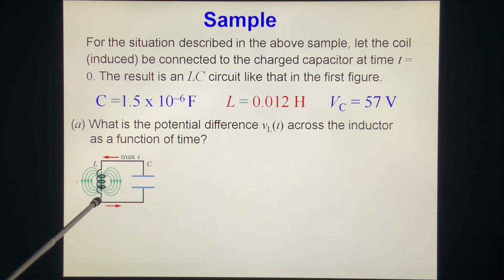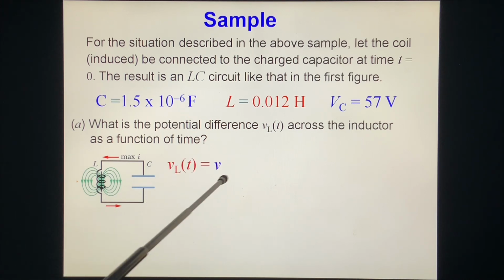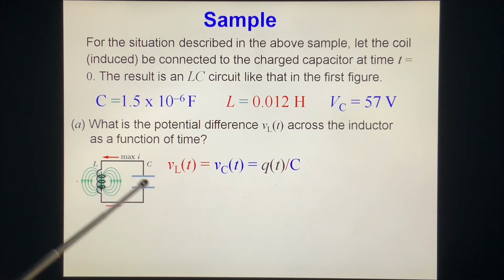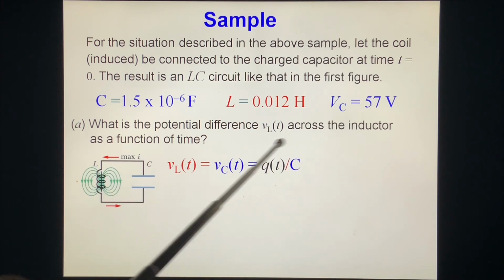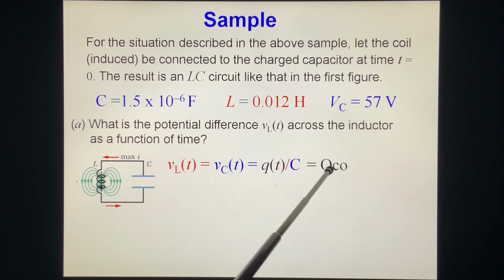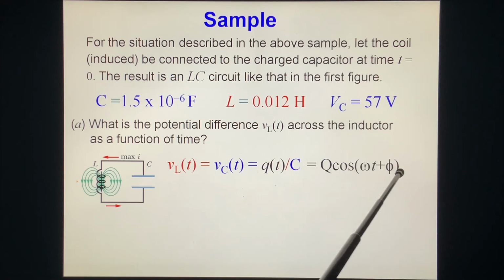Now, from this one, we know that the inductor and capacitor are connected in parallel. So their voltage across is the same. So VL equal to VC. And what is the VC? VC equal to Q over C by definition. What is the Q? We don't know. We know which is equal to Q cosine omega t plus phi.